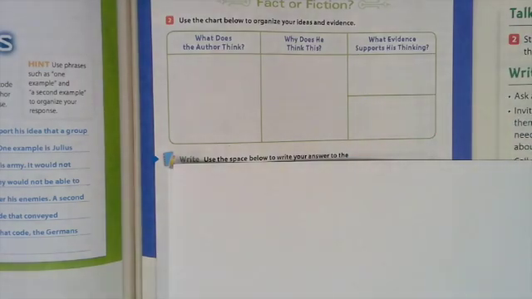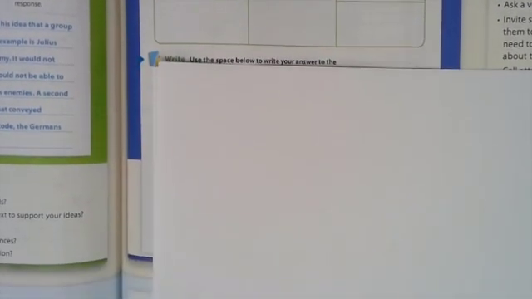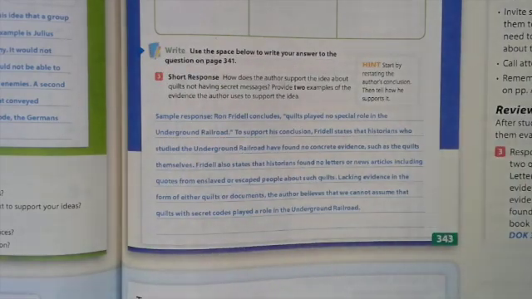So after you fill in your chart, you're going to take what's in your chart and write it in a paragraph format. So here is a sample paragraph. Ron Friedel, that was the author, concludes, quilts played no special role in the Underground Railroad. To support his conclusion, Friedel states that historians who studied the Underground Railroad have found no concrete evidence, such as the quilts themselves. Friedel also states that historians found no letters or news articles, including quotes from enslaved or escaped people about such quilts. Lacking evidence in the form of either quilts or documents, the author believes that we cannot assume the quilts with secret codes played a role in the Underground Railroad.